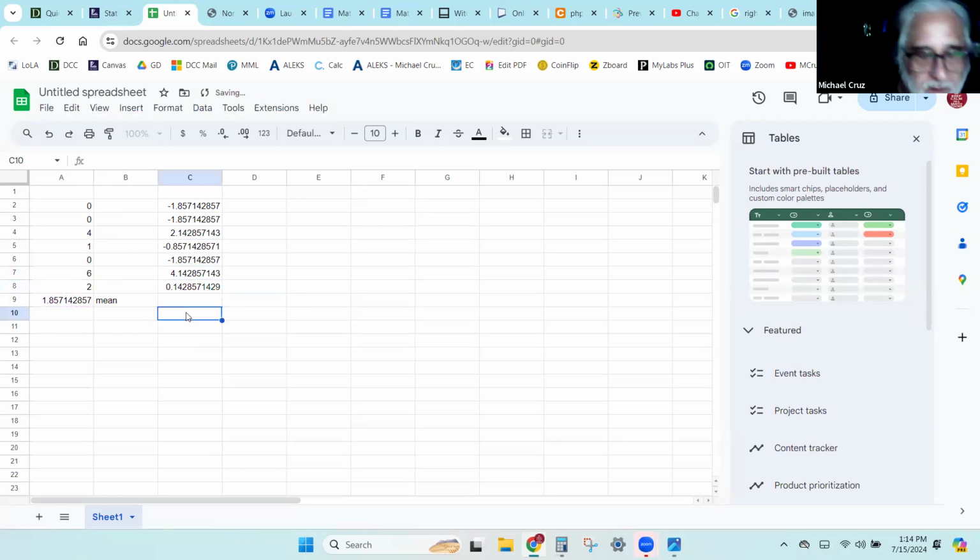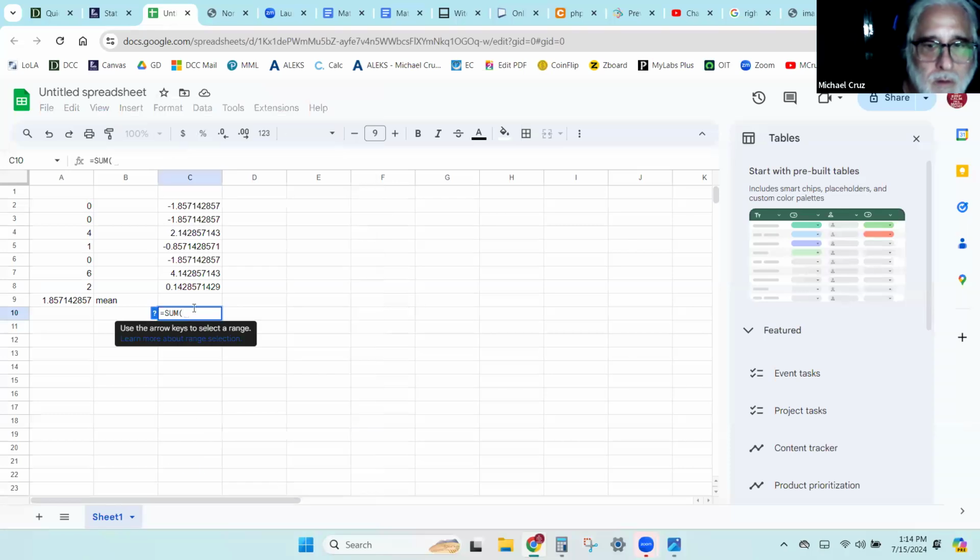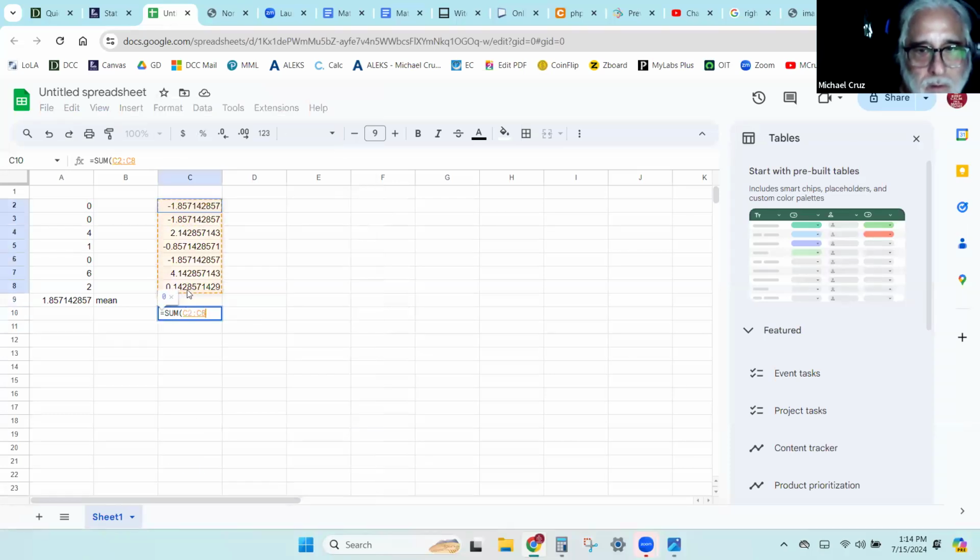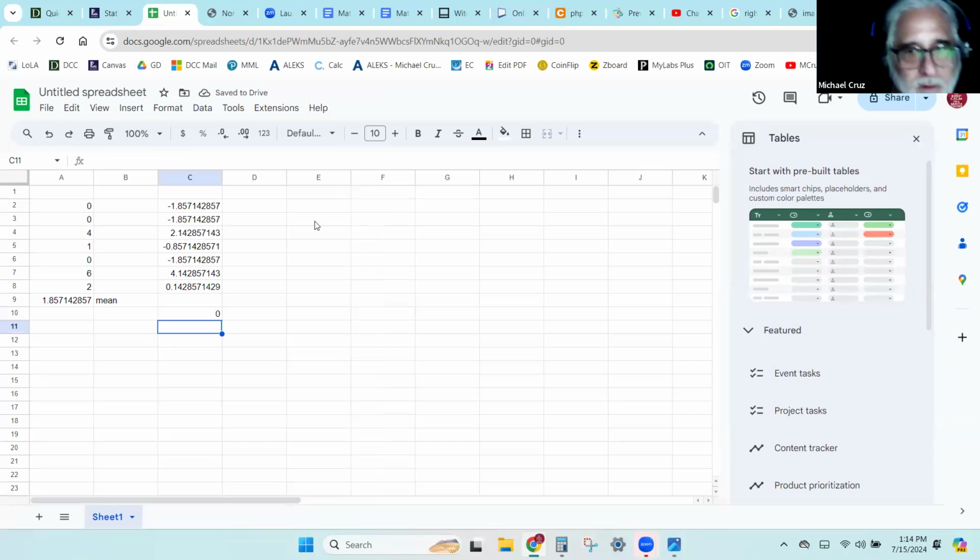All right, so then the sum of all these should be near zero. Yep, magic. That's how you know you're right. These are your deviations, the difference between the mean and the value. All right, so here's the squares.